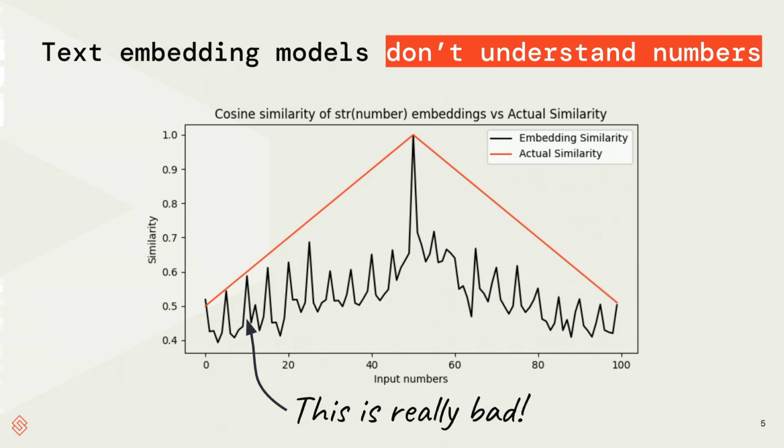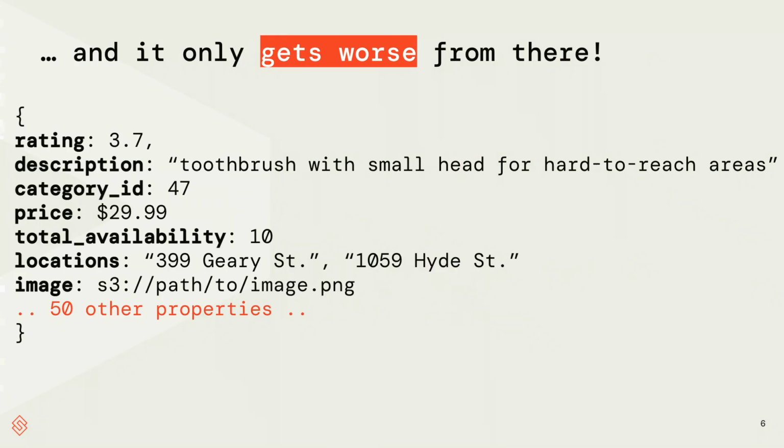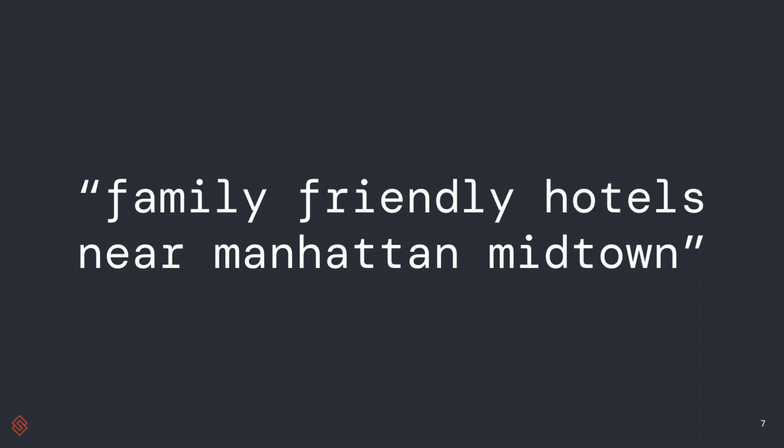Just take 100 integers, 1 to 100, stringify them, make embeddings, and plot them, and just understand how the latent representation in a text encoder looks like for numbers. It's basically noise. And then obviously it only goes bad from there because you have objects with tens of properties, and those properties are location and numbers and lists of IDs and all of that, right? So how do we go from something like this to embedding? And why do we want to do it?